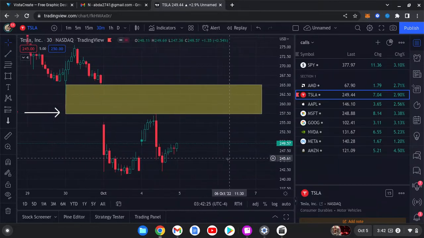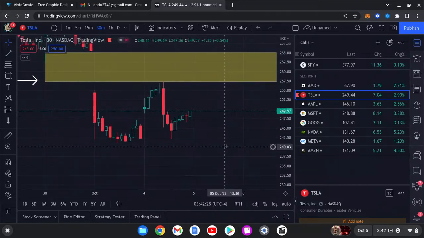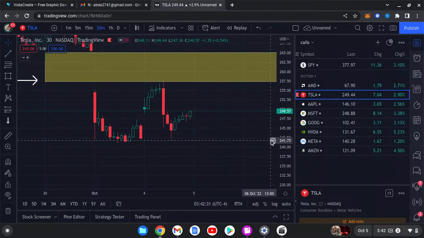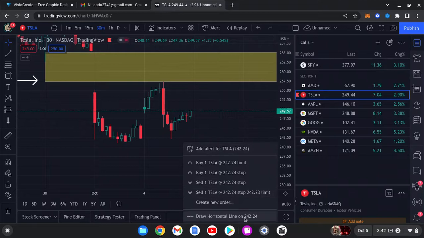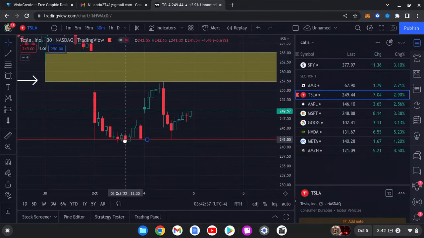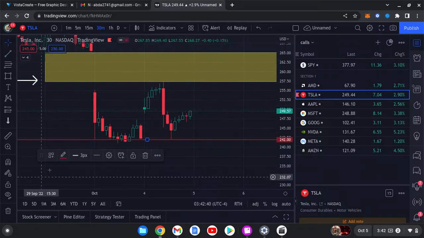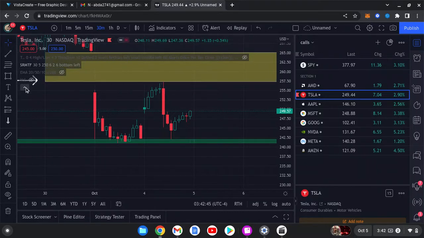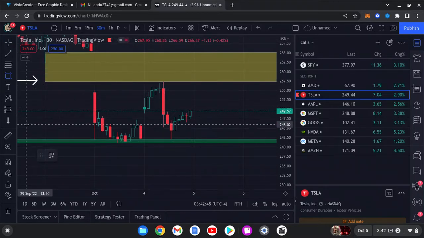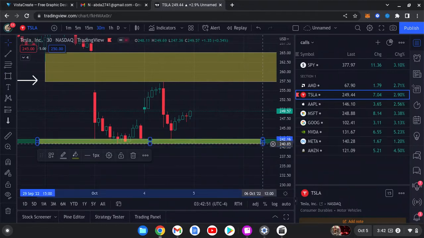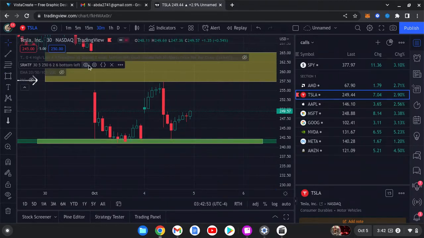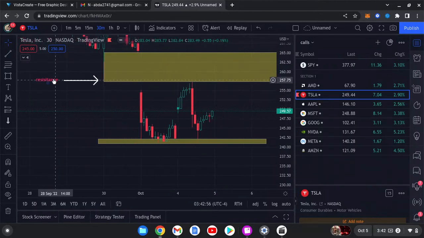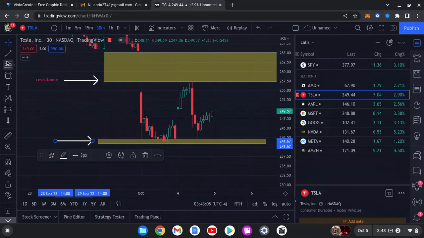So I was looking at that, but I was also looking at this level right here because that was the low of the previous trading day. Okay. And when we look at the supply and demand levels that we get, this is a zone that it gives us, right? So we have a possible resistance area and a support area right here.